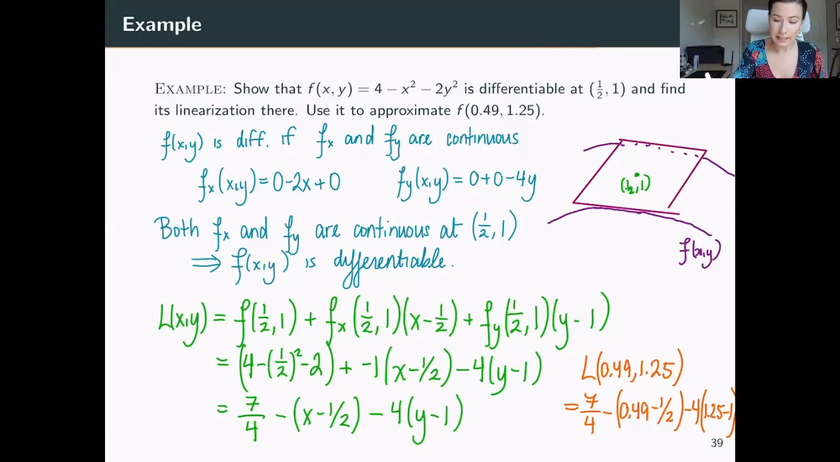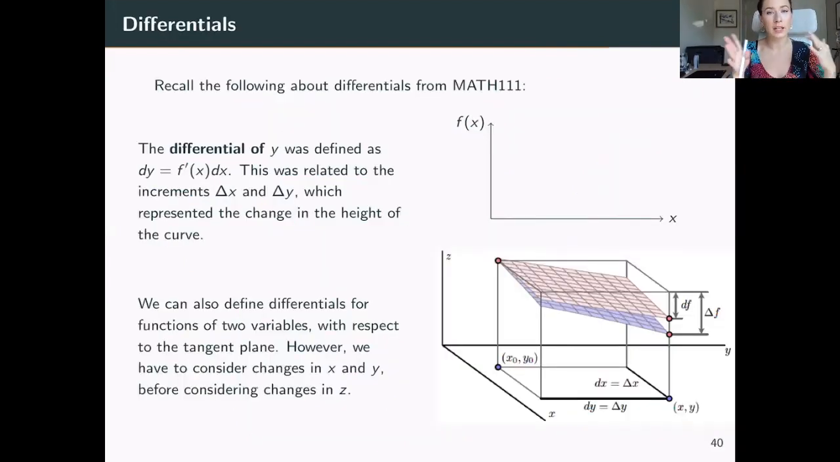And so then I can say, well, if I wanted to look at the point given by 0.49 comma 1.25, that's pretty close to the tangent plane. There's not going to be that much of a difference. And so if I can evaluate L at 0.49 comma 1.25, that is going to be approximately equal to f of 0.49 comma 1.25.